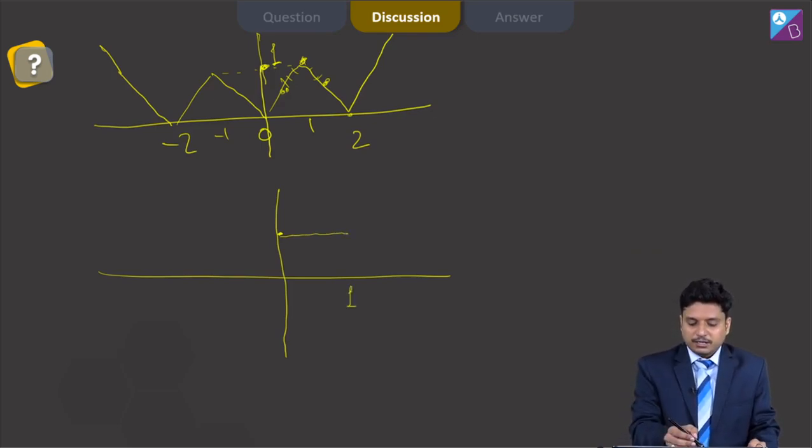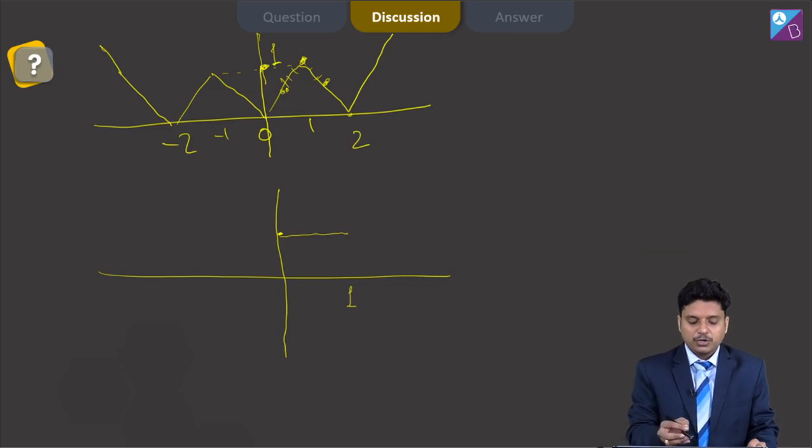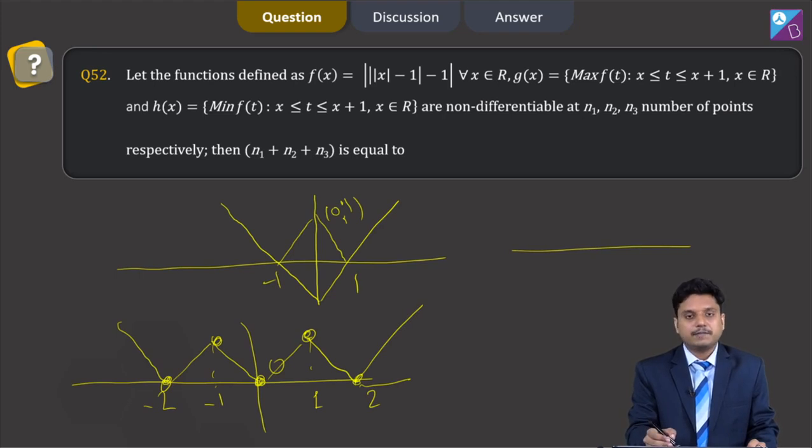Now suppose you are to find g of 1. This t will vary from 1 to 2, so f of 1 to f of 2. What is the maximum possible value? Again it is this point only. Now when you move onwards, like 1.1, suppose you are putting g of 1.1. What will be the value for g of 1.1? This t will be in between 1.1 and 2.1.